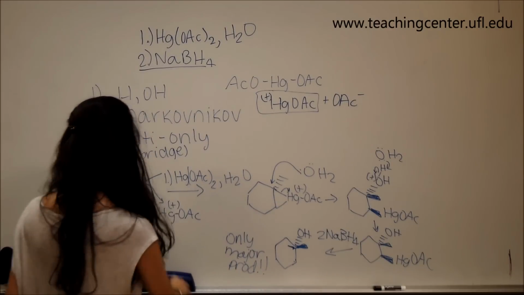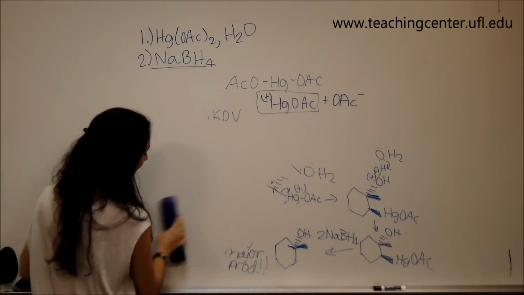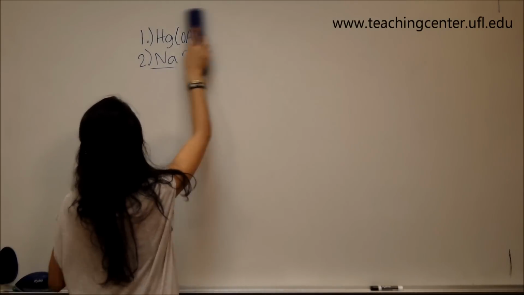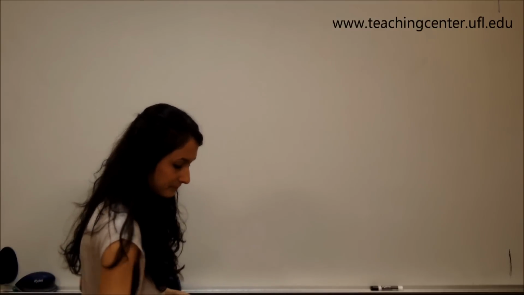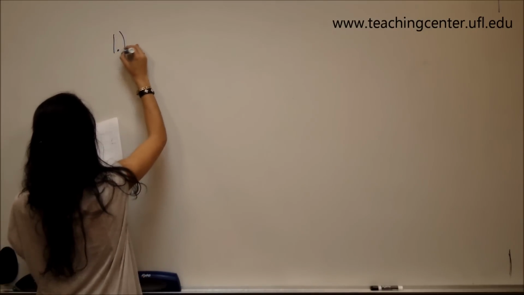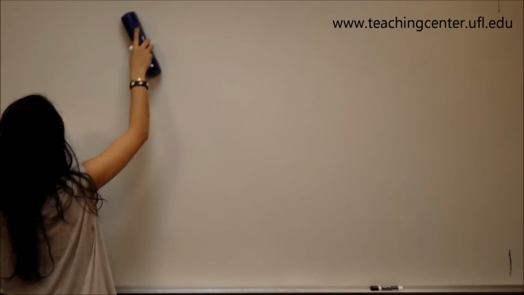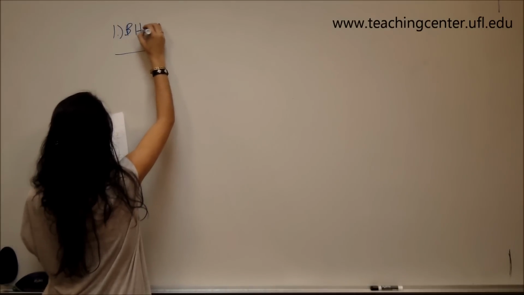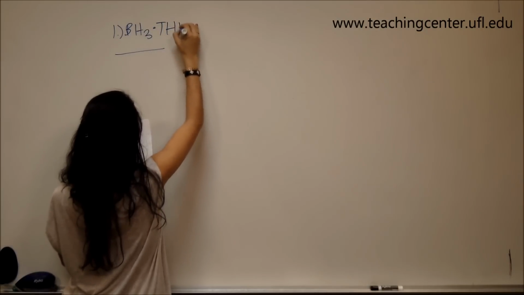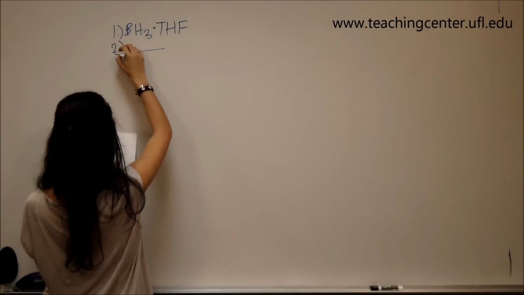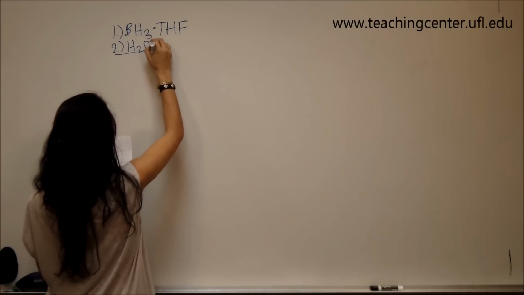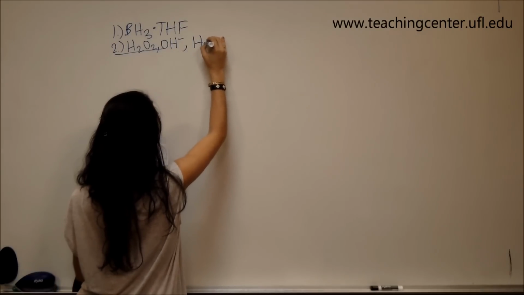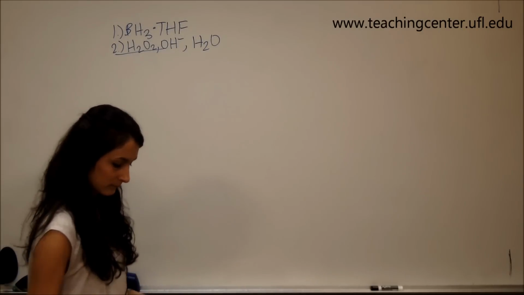All right, hydroboration oxidation. So this is our last way of forming alcohols, or adding water across a double bond. For hydroboration oxidation, your reagents are going to be BH3 complexed to THF, and then H2O2, OH minus, and H2O.